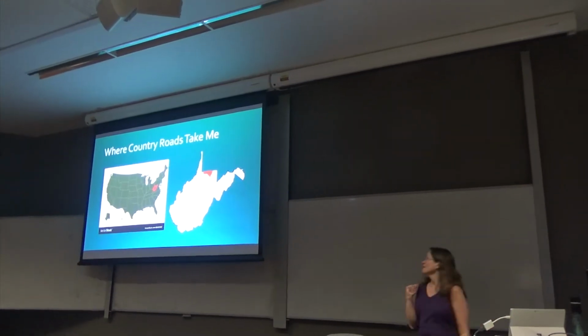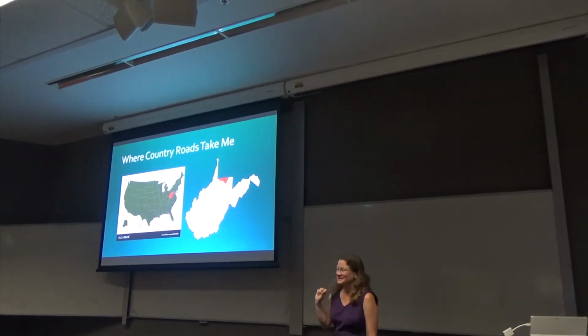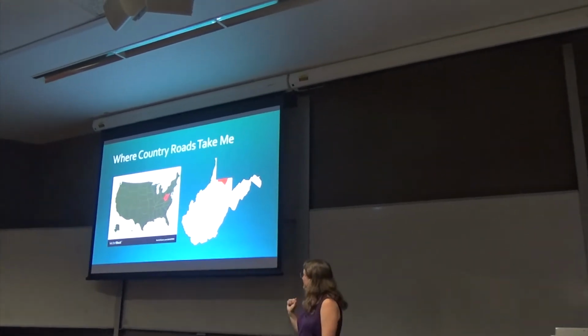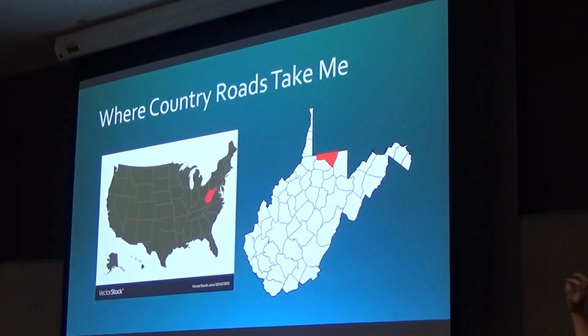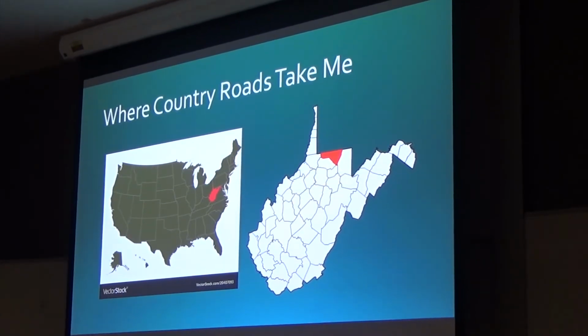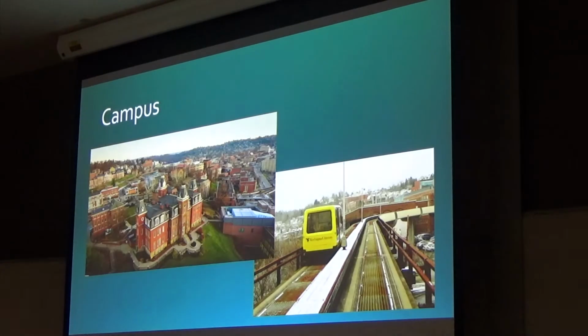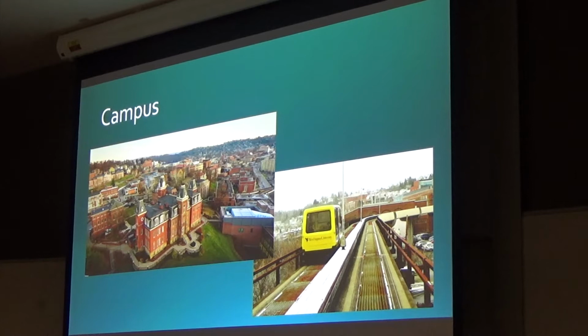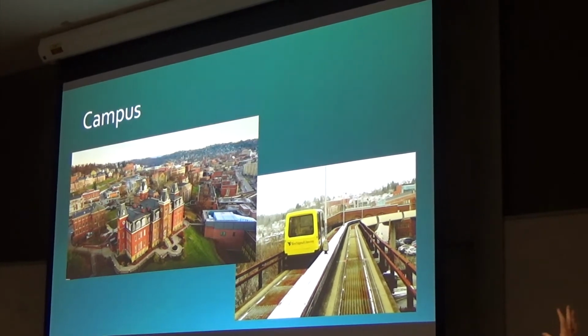So, where is West Virginia? If you aren't familiar with the U.S., we are that red dot on the left, and then as you zoom in, Morgantown is in that north central red dot right there. So that's where I'm coming from. Very hilly campus on the left when it's nice and green, and when it's grayer and a little bit of snow, we never get very much, on the right.